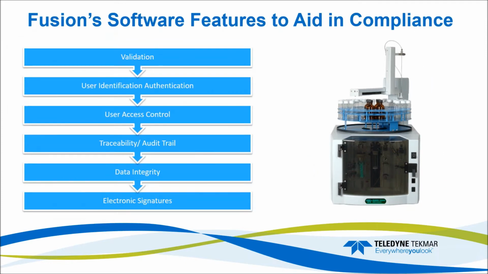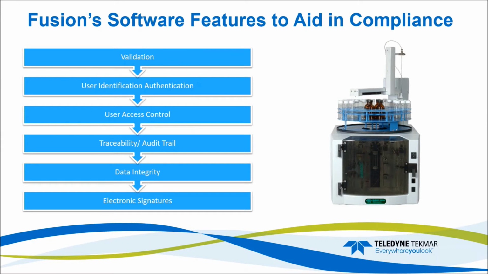All right. We try to integrate a lot of different features into the TechLink Fusion software, and I categorized them into different categories that I got from reading 21 CFR 11. They want you to be able to validate that the Fusion is actually working properly, analytically, mechanically, all those things. Then you have user identification and authentication: proof that you are the user, you are the one running the sample, you are the one creating the method, all that kind of stuff.